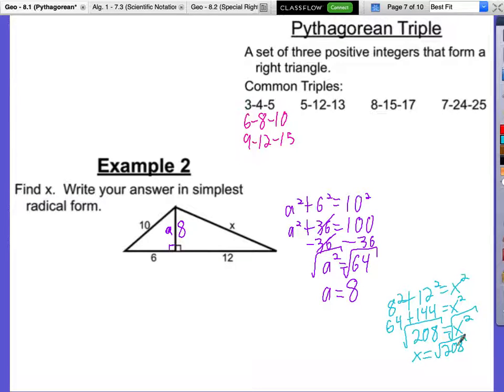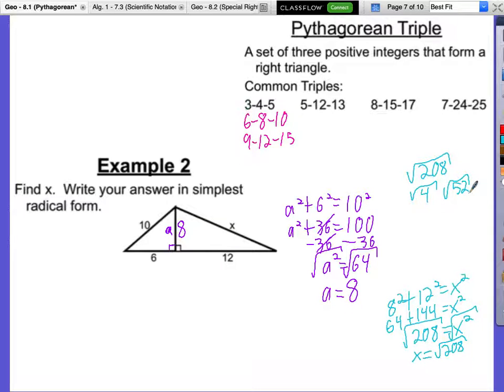We need to look for our perfect squares and simplify it. So what are 2 factors of 208 where one of them is a perfect square? Bust out your list. Okay, does 100 divide evenly into 208? Darn. 4 works. Okay, 4 times what? 52. So this is the same thing as the square root of 4 times the square root of 52.